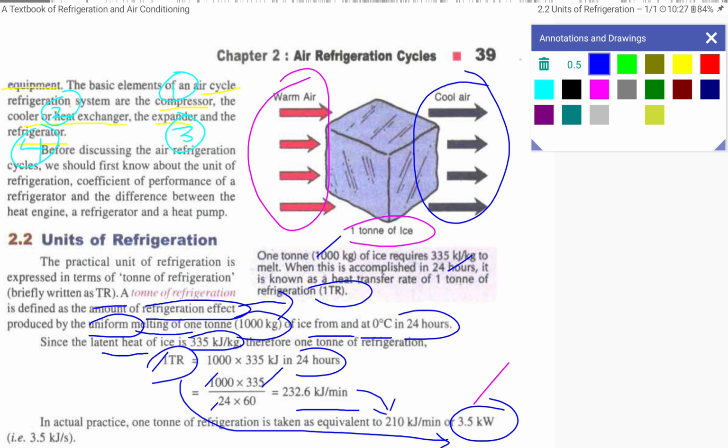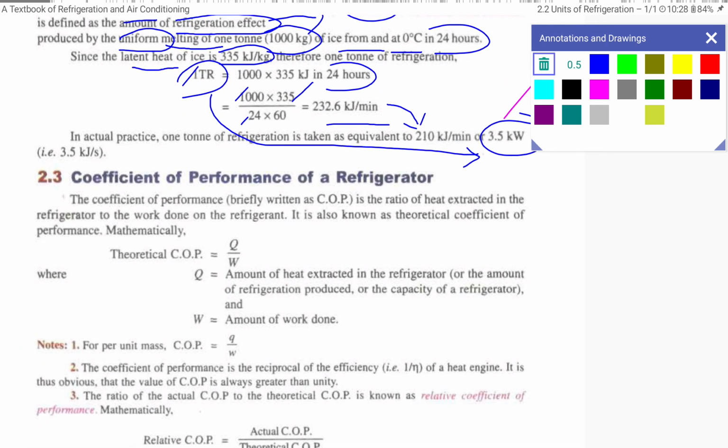Now, as we recall, we have the coefficient of performance of a refrigerator, written as COP. What is this? This is the ratio of heat extracted in the refrigerator to the work done on the refrigerant. It is also known as the theoretical coefficient of performance. So mathematically, this is the formula: COP is equal to Q over W.